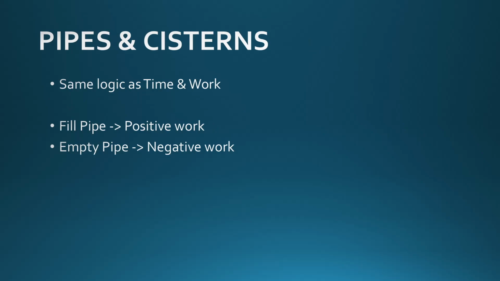Now, an analogous concept is pipes and cisterns. Same logic as time and work. If you understand time and work, pipes and cisterns become very easy. Here, a filling pipe means positive work, an emptying pipe means negative work. So when we are combining the efficiencies here, if there is an emptying pipe, a negative sign will come in front of it. We will look at it through an example later in the PPT.